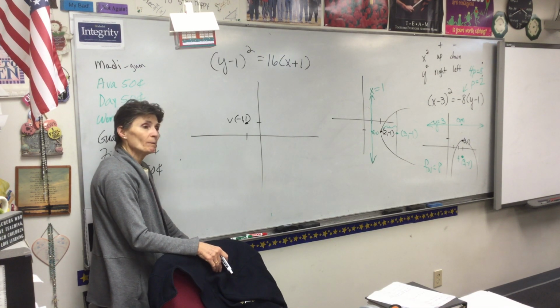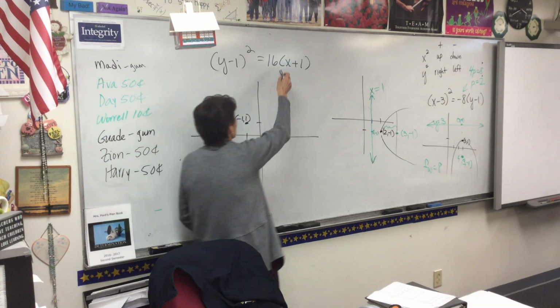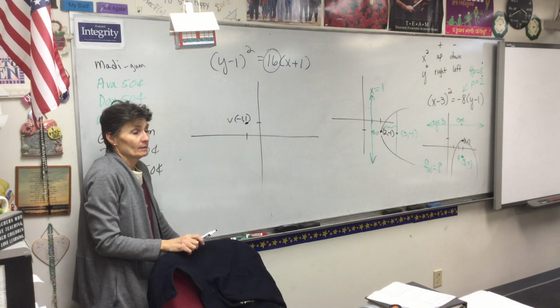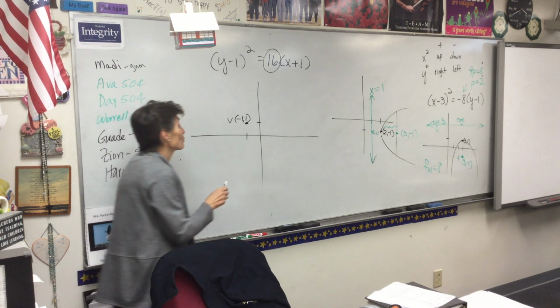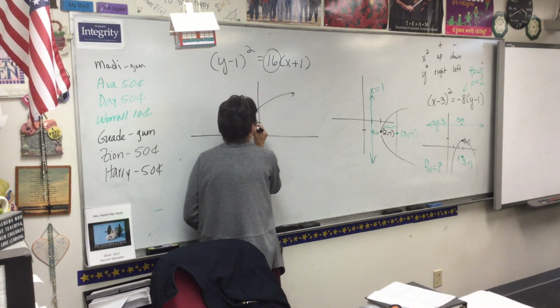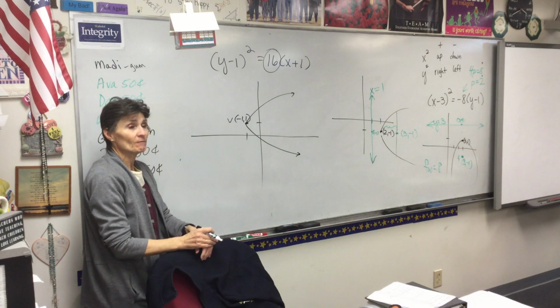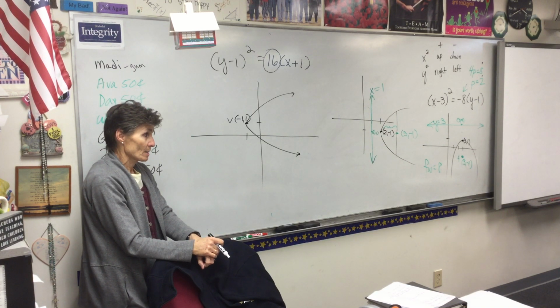All right, which way is it open? Left. Right. I hear a right and I hear a left. What do you see? Okay, this is the number that controls it. Is that a positive or a negative number? Positive, right? That's positive. So it's going to open to the right. The coefficient, not the vertex, the coefficient is what controls that.